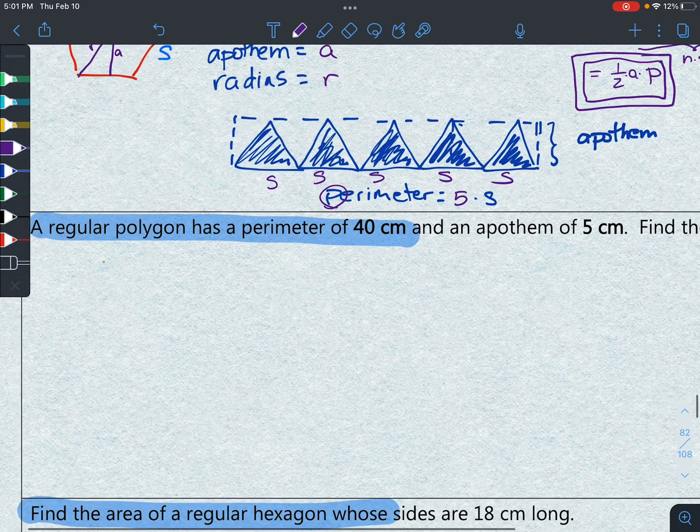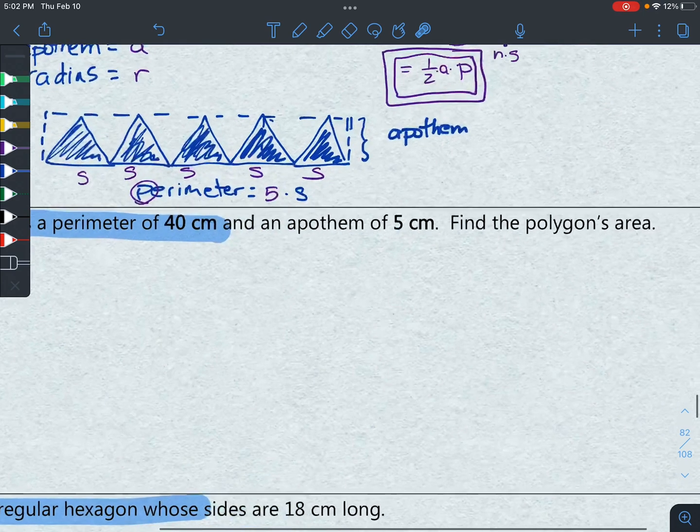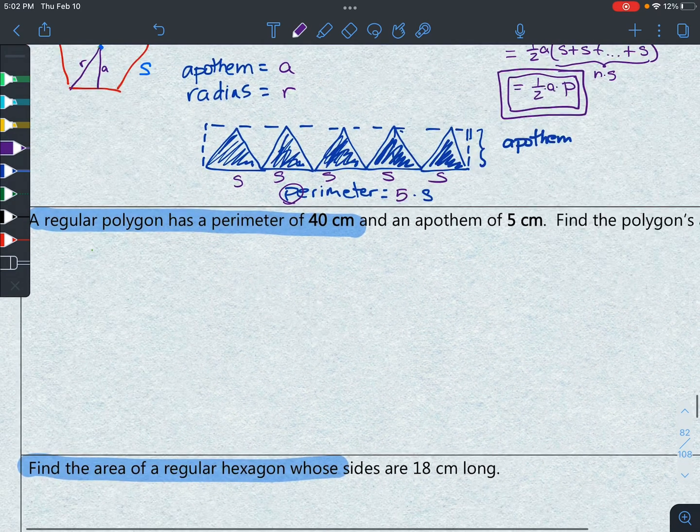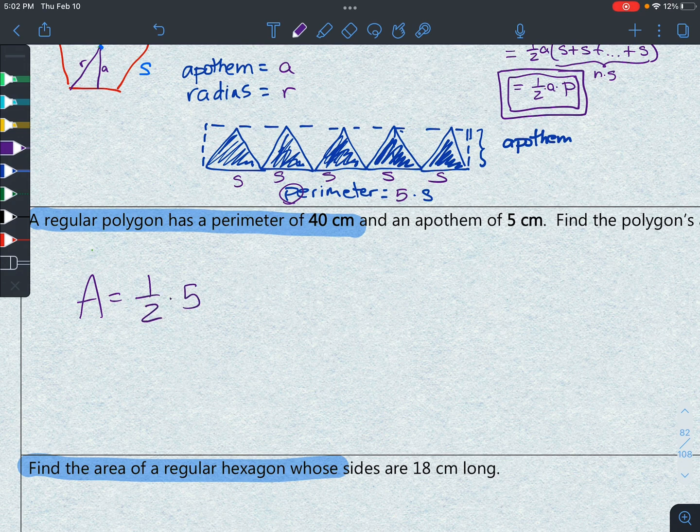Regular polygon. We have a 40 centimeter perimeter. We have an apothem of 5 centimeters. Find the area of that polygon. So area equals 1/2. Do we have the apothem? Hurrah. Do we have the perimeter? Hurrah. Look at that. We don't need to draw anything out. We just do it.